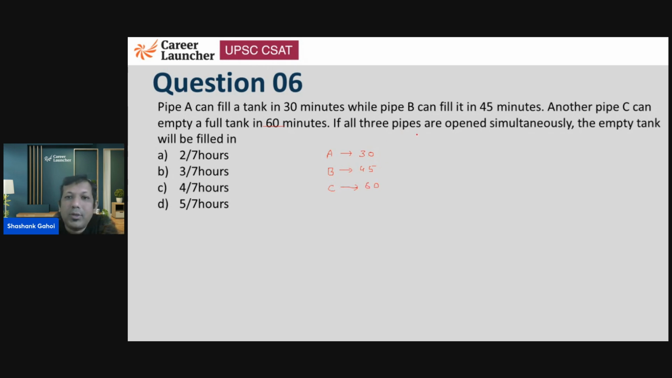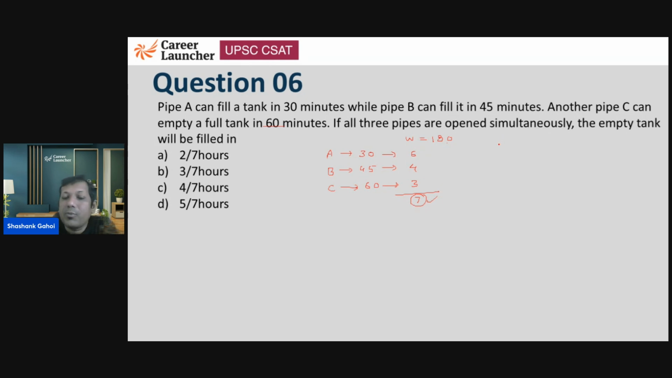Okay. So let's talk efficiency, where total work is 180. So A is filling 6 liters, B is filling 4 liters, and C is emptying 3 liters. So effectively in 1 minute, how much water is getting in? That is going to be 6 plus 4, that is 10. 10 minus 3 is 7. So you need to fill 180 units and you are filling only 7 units.